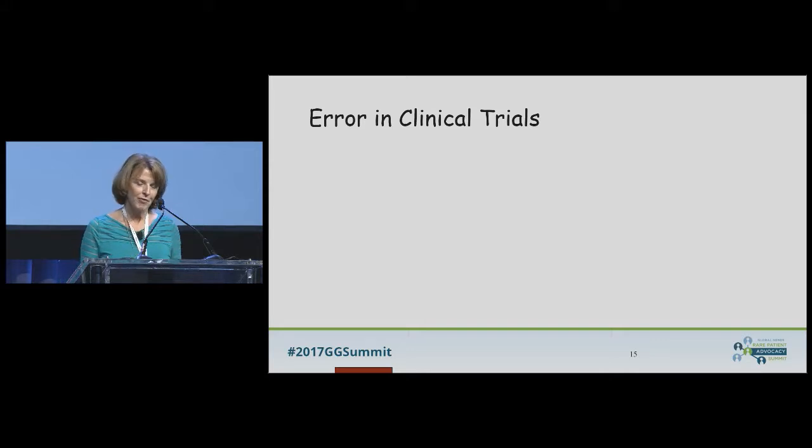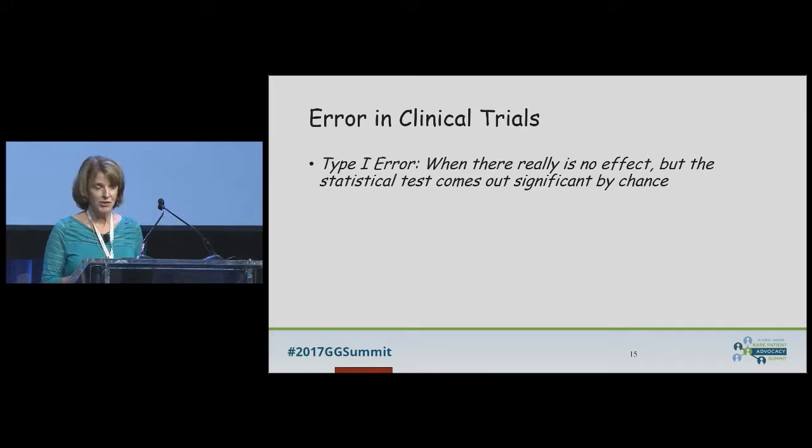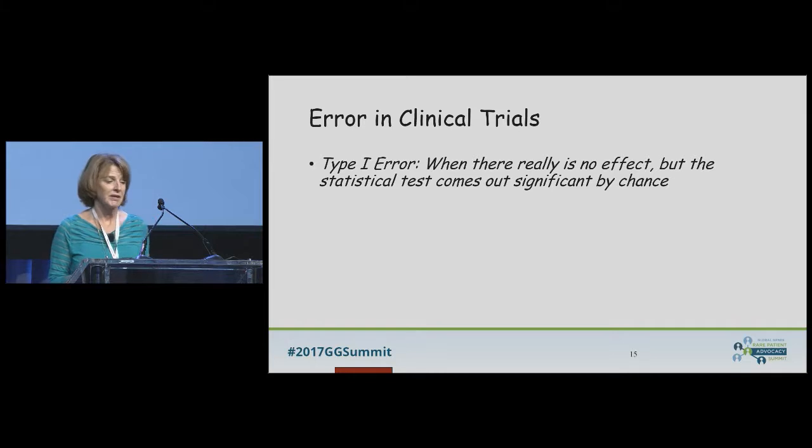And this is a big part of designing the study and choosing how many patients you need to enroll. So there's basically 2 types of errors that can occur in clinical trials. Type 1 is when there's really no effect, but the statistical test actually shows that it is significant, and you're assuming then that the treatment works when it really doesn't.